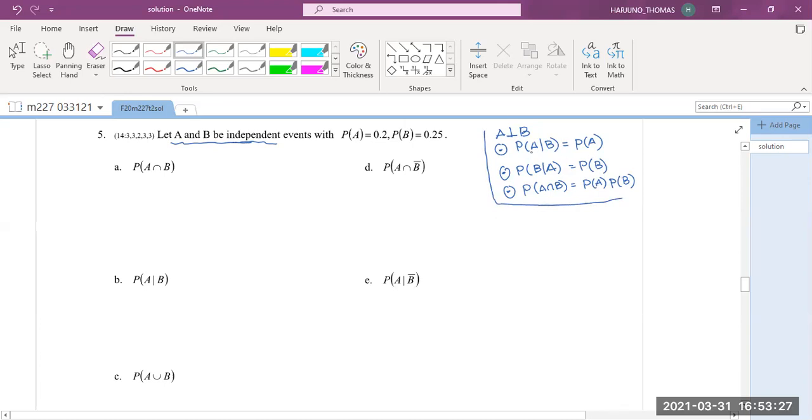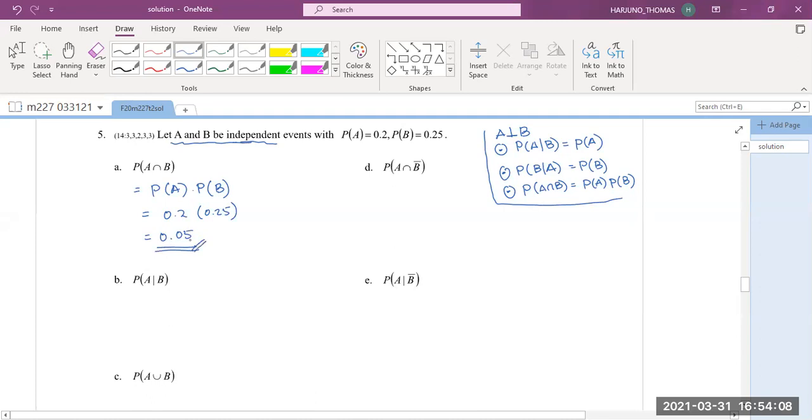In fact, not only is A given B the probability of A, even if I put a complement here, the probability of A knowing B does not happen is the same as the probability of A. That's the good thing about being independent, right? You don't need to know what the other party is doing. Now, what is the probability of A intersection B? Because A and B are independent, then it must be the product of the probabilities. That's 0.2 times 0.25. That is 0.05.